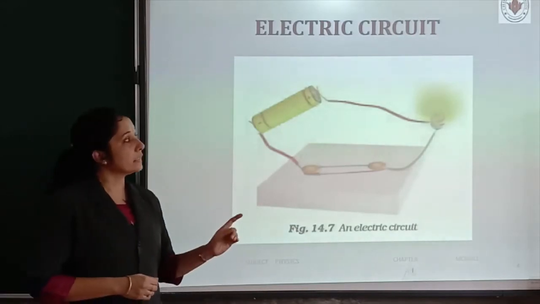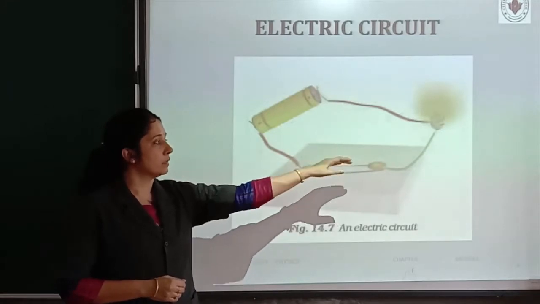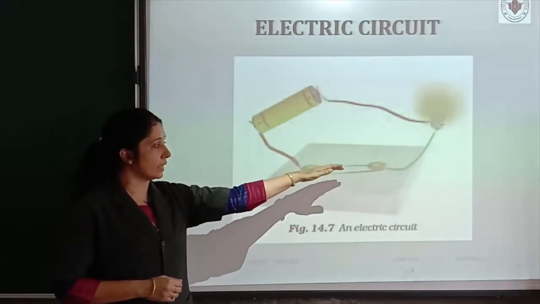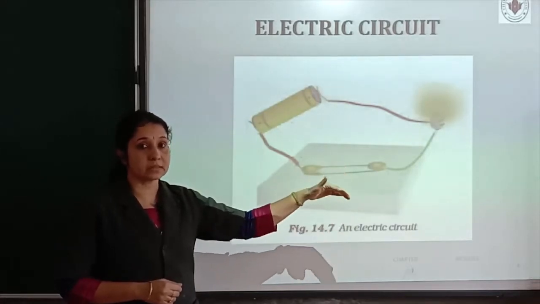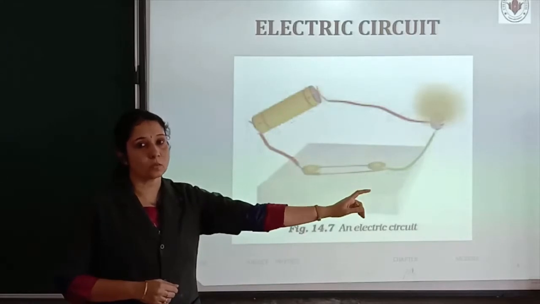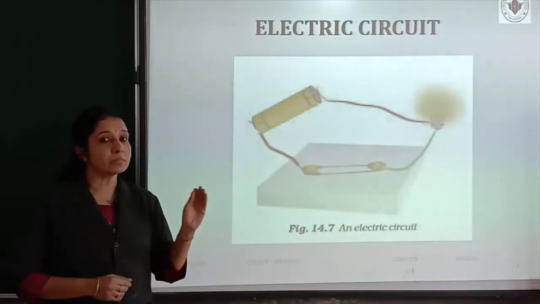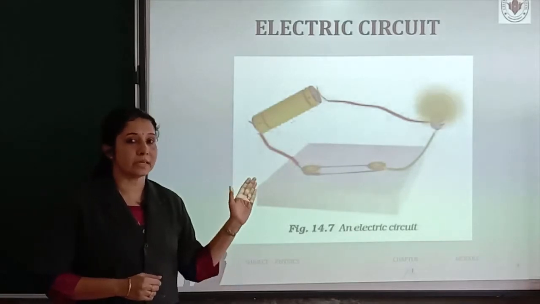So the components in an electric circuit are the cell, the bulb. Here you are seeing a pin which is acting as the switch in order to make or break the circuit, and of course there will be connecting wires. So these are some components in an electric circuit. So this can be called a simple electric circuit.